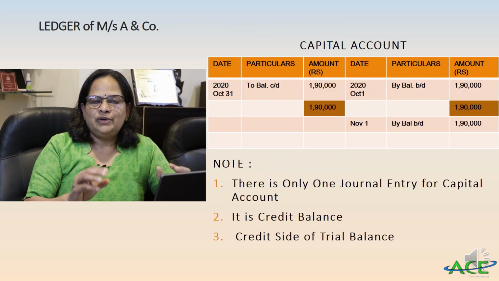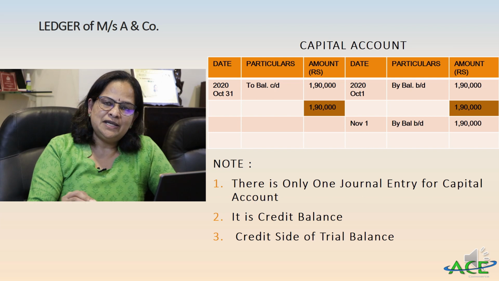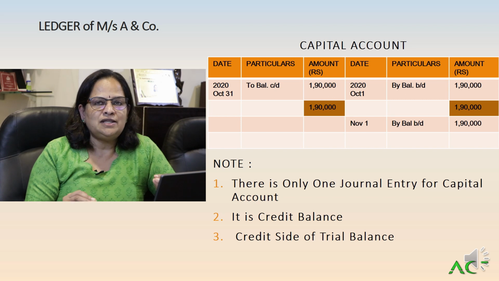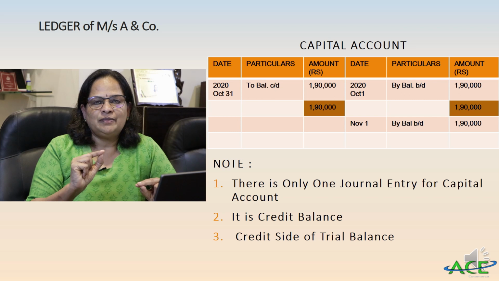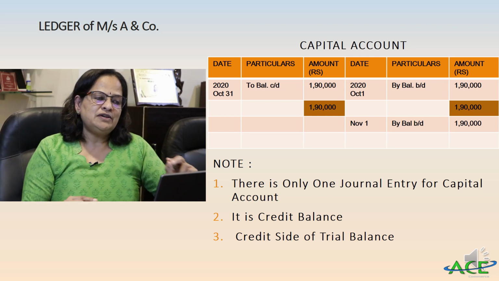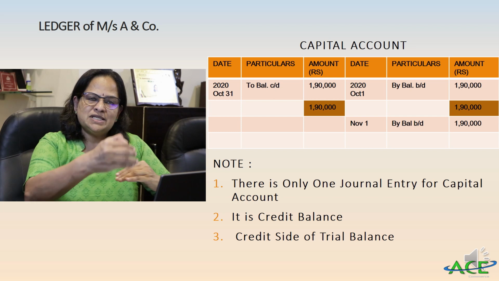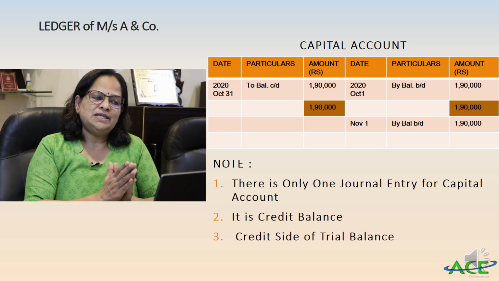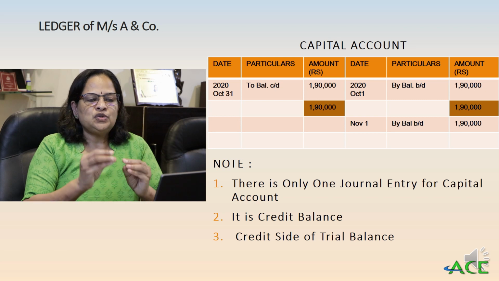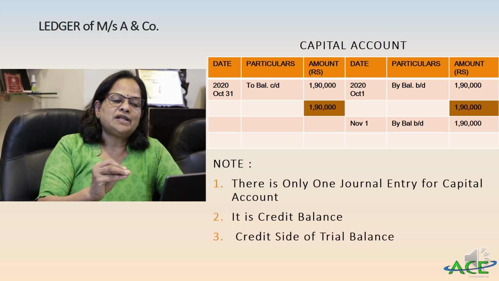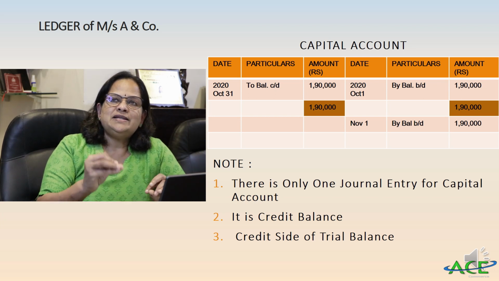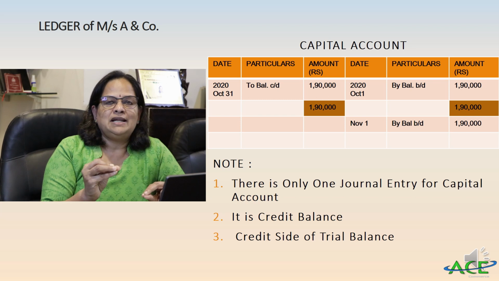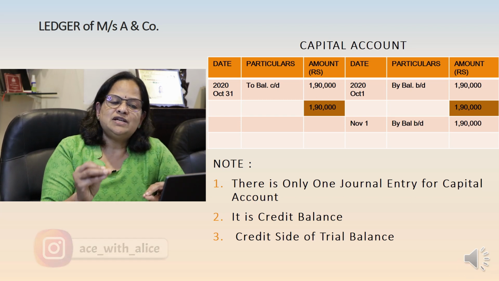First, in the journal entry, the capital value was not directly given in the question. Asset values minus liabilities, we got the capital value as 1,90,000. In the journal entry there is only one transaction related to the capital account. For the capital account you have to give the heading Ledger of Messrs A and Company, which will be the same for all the accounts. Capital balance was 1,90,000. It is a liability, so it is a credit balance, and by balance brought down we write 1,90,000.